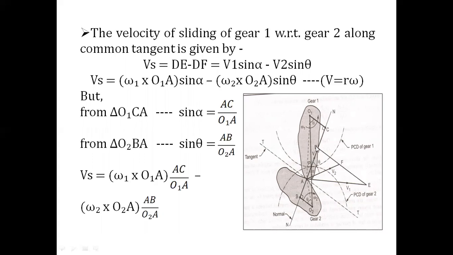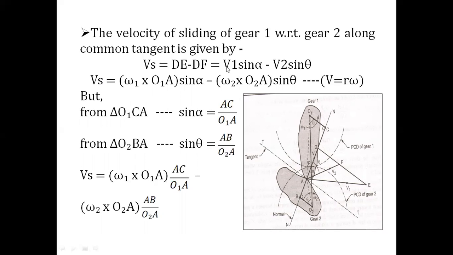So what is dE? dE is equal to V1 sine alpha, minus df, which is equal to V2 sine theta, as we discussed in the previous slide. Okay, now putting the values of V1.